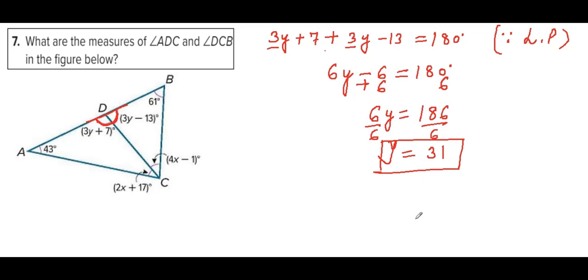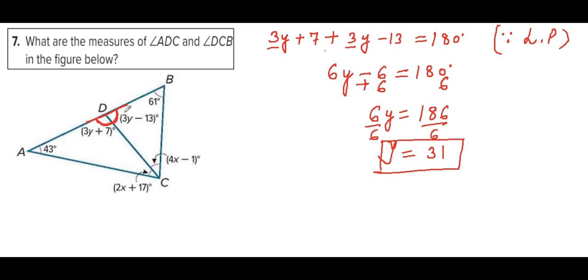Now we'll see how we can find out x. Easy. There are three methods you can use to find out x. You can substitute. I'm using this triangle now. You can use the angle sum property. You can choose any triangle.